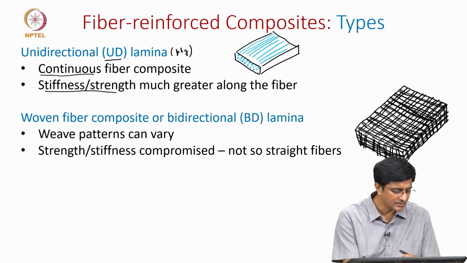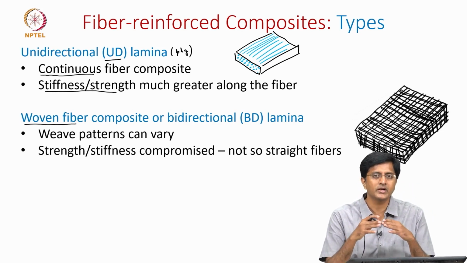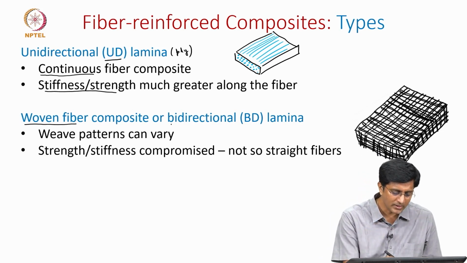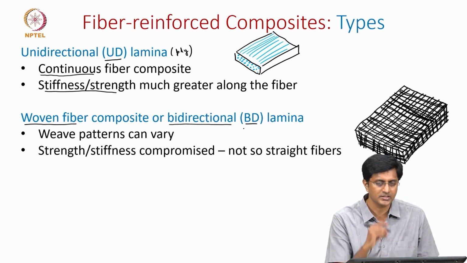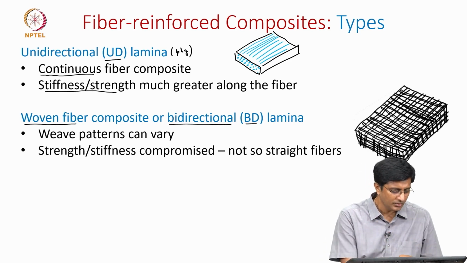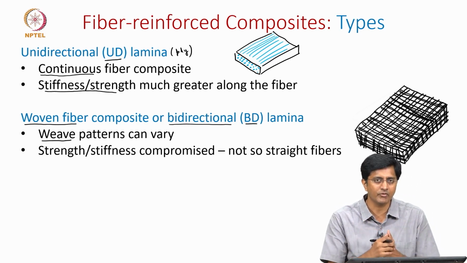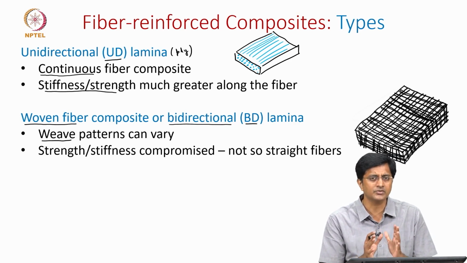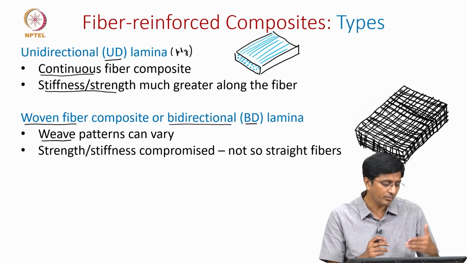The second category is the woven fiber composites, where now we have two fibers in perpendicular directions. They are also called bidirectional lamina, in short BD, BD standing for bidirectional lamina. Since we have these perpendicular fibers, we have to weave them, and there are several weaving patterns available, and each weaving pattern has a few advantages and disadvantages. Because of the limitations of time, we are not going into them, but let us see how they compare to the first category, which is the unidirectional lamina.